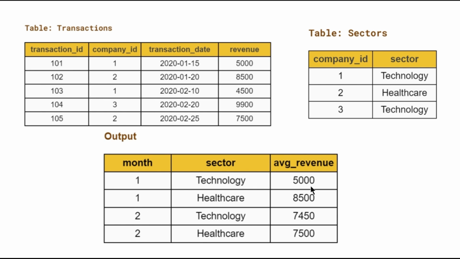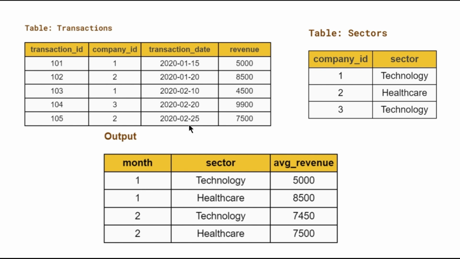Now, company ID 2 belongs to the healthcare sector. For the healthcare sector, company 2 has a revenue of 8,500 in January. Similarly, with only one transaction for healthcare, the average revenue comes up to be 8,500 here, since we are only referring to the January month.